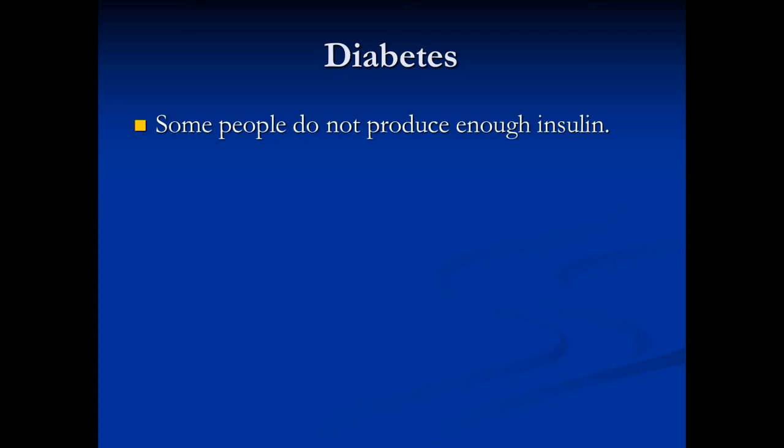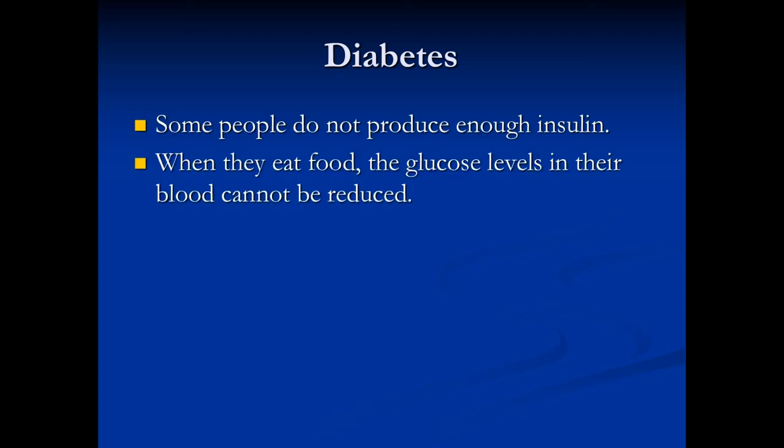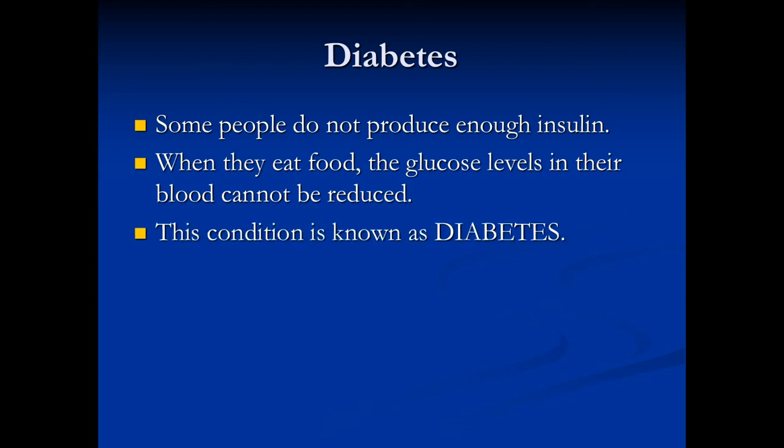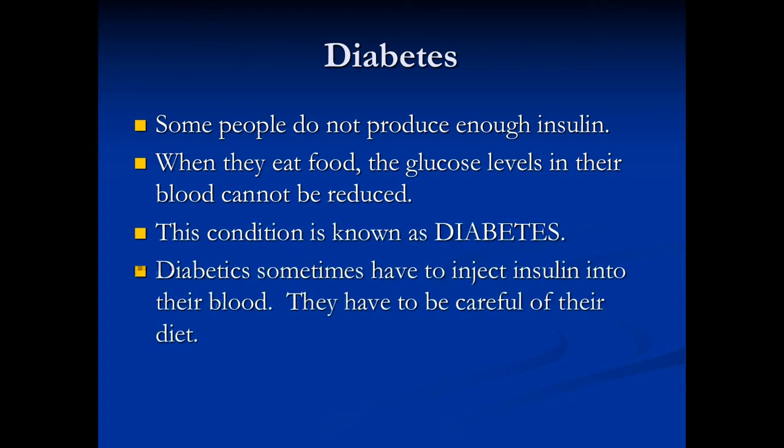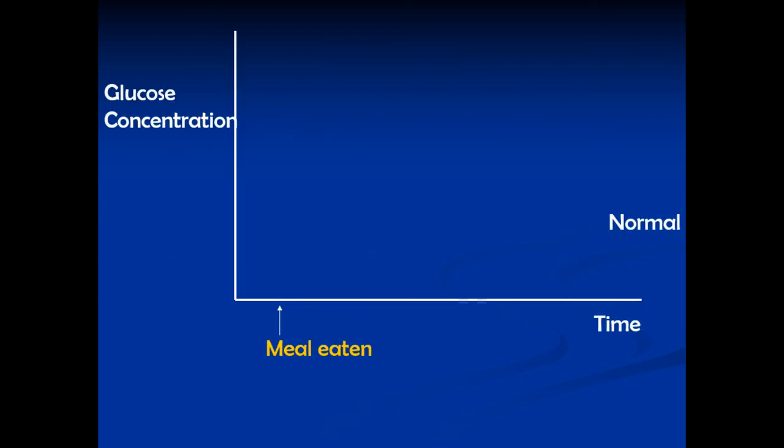Some people do not produce enough insulin, so when they eat food, the glucose in their blood can't be reduced. It stays high. This condition is known as diabetes. Diabetics sometimes have to inject insulin into their blood, and they always have to be careful of their diet. So this is what happens when normally you eat a meal.